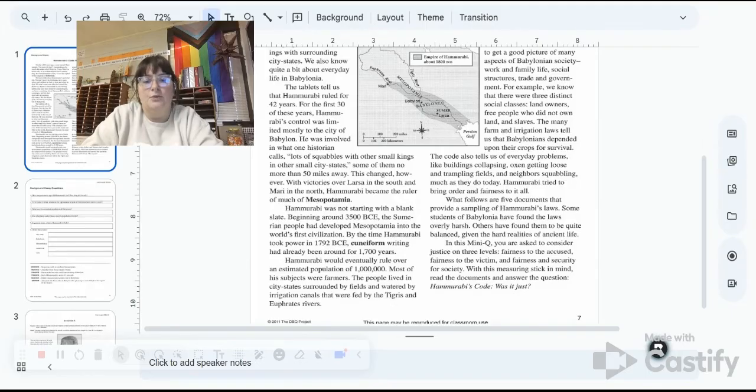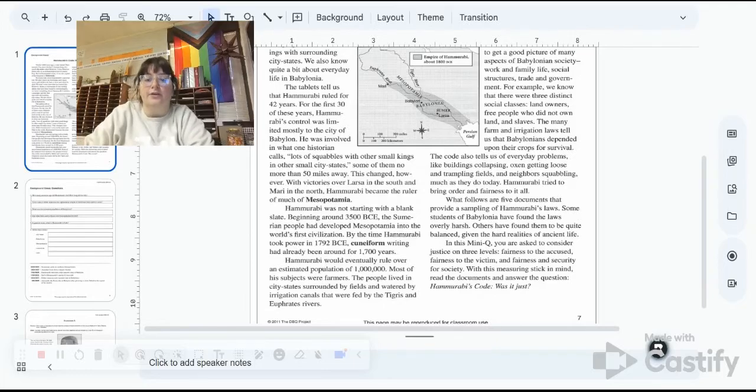Hammurabi was not starting with a blank slate. Beginning around 3500 BCE, the Sumerian people had developed Mesopotamia into the world's first civilization. By the time Hammurabi took power in 1792 BCE, thousands of years later, cuneiform writing had already been around for 1700 years. Hammurabi would eventually rule over an estimated population of over 1 million people.